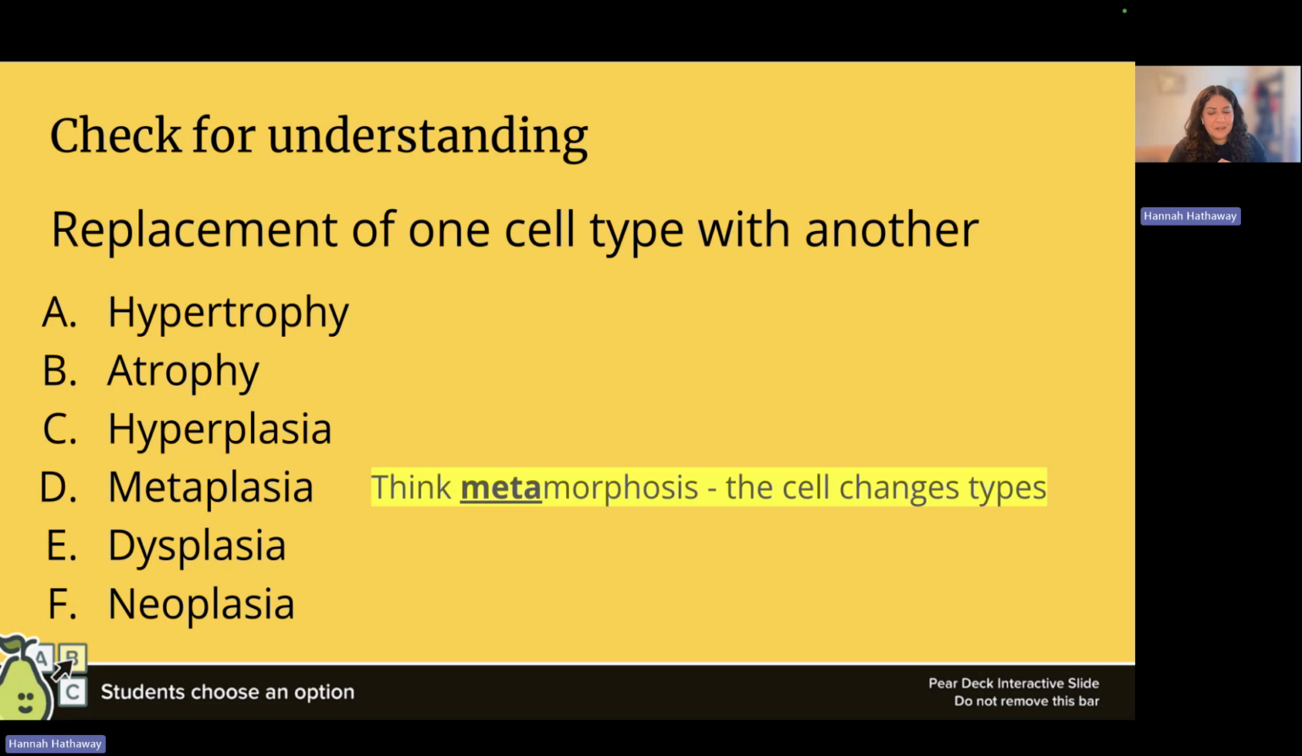Uh-oh, I gave you the answer already, but go ahead and pause and think, what is the term that means replacement of one cell type with another? Yeah, how did you figure it out? Yeah, so that's metaplasia. So remember, meta, like metamorphosis, the cell is changing type.